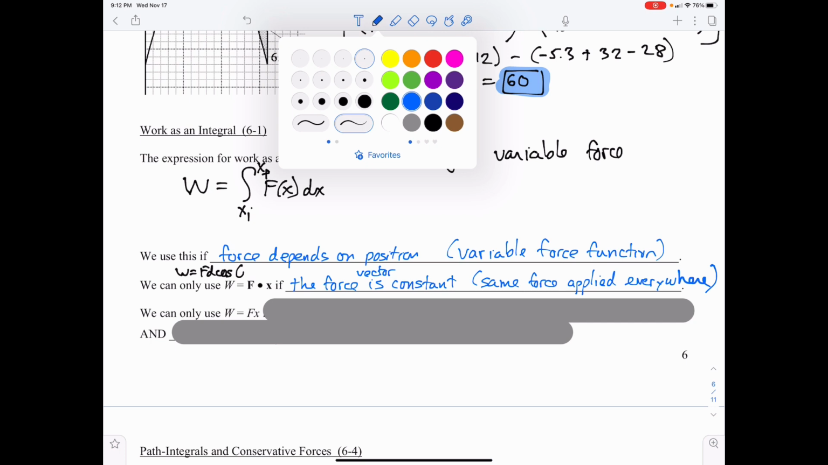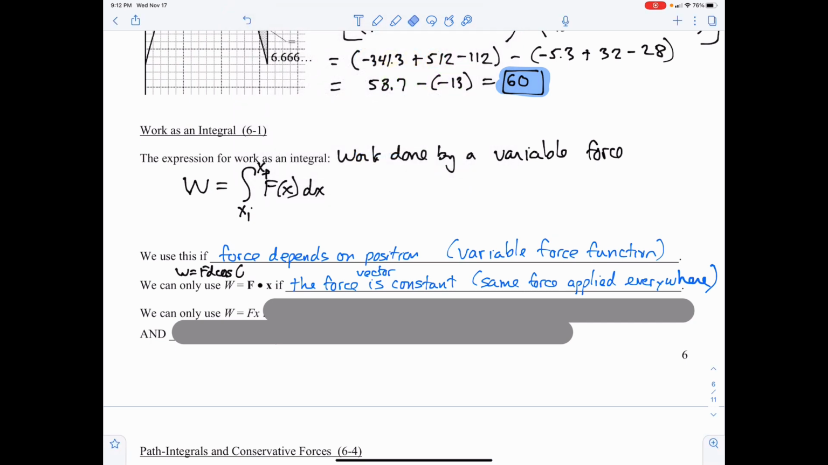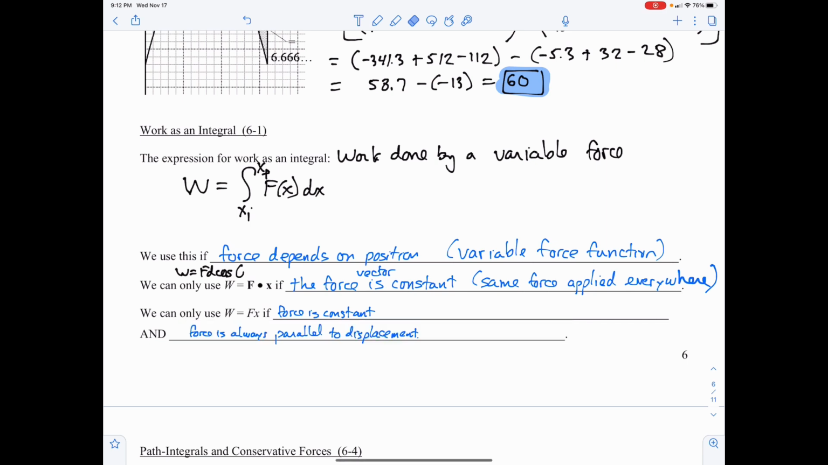We can only use work equals F of x if force is constant and force is parallel to displacement.